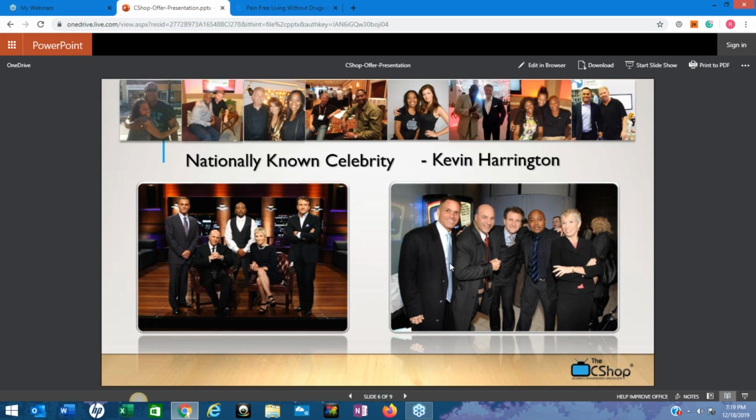And what's most important when you're selecting celebrities, particularly if the celebrity is going to do what's called an interview endorsement or a straight up endorsement, is he has to be able to sell.